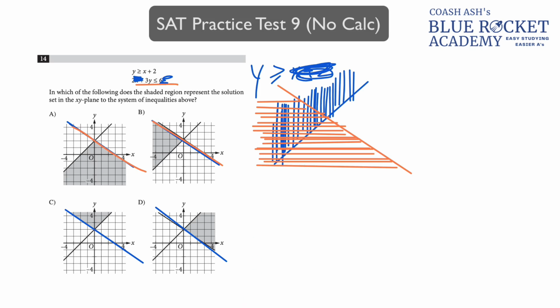So where do you see this happening? It's almost like the left part of the curve. So you see it's this part, this entire region, that is the answer. And there's only one place where it is, and that's B. And so B is your answer.